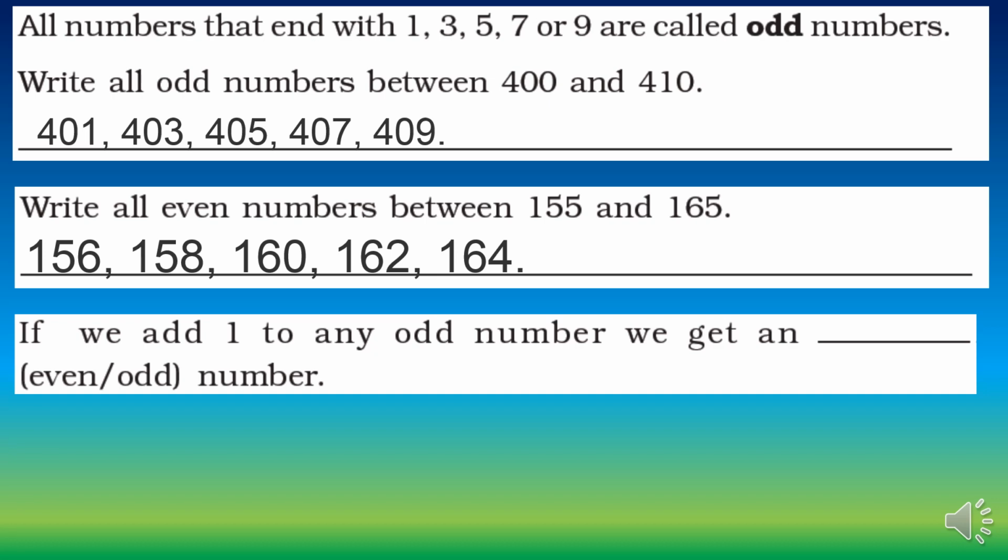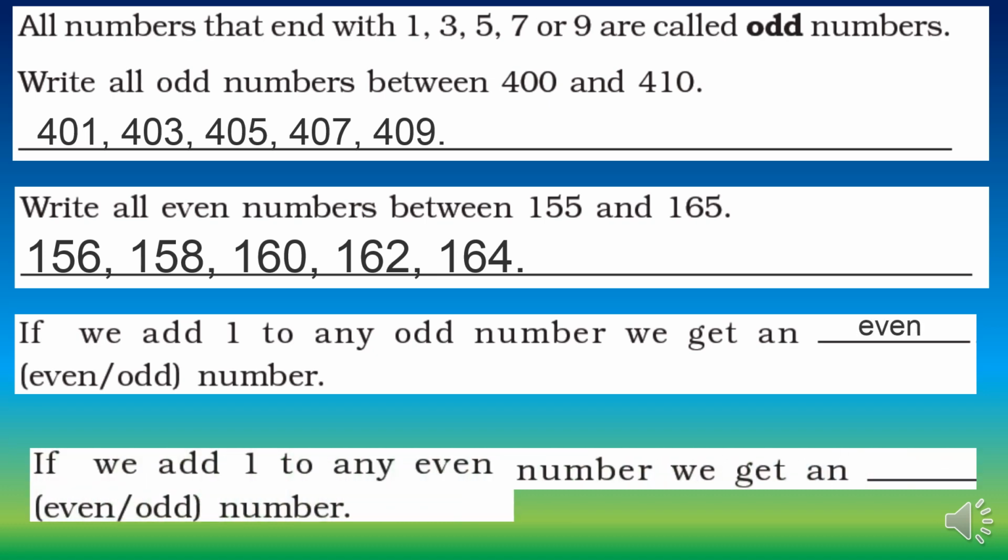So if we add 1 to any odd number, we get an even number, and if we add 1 to any even number, we get an odd number. Please remember this.